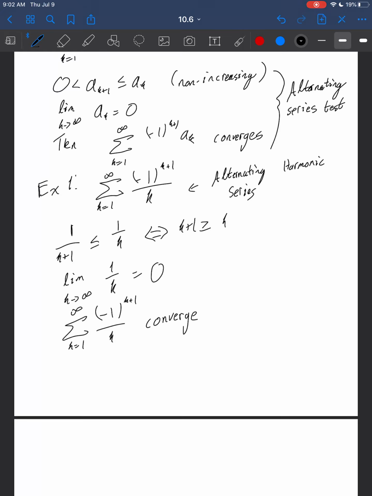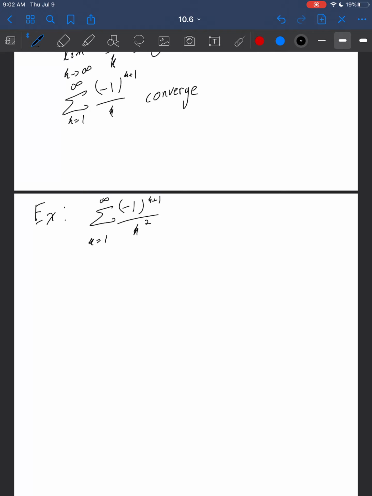So another example is going to be the sum from k equals 1 to infinity of negative 1 to the k plus 1 over k squared. Okay, so this one converges without this negative 1 to the k plus 1. So what about the series itself, the alternating series? Is this going to converge or is this going to diverge?